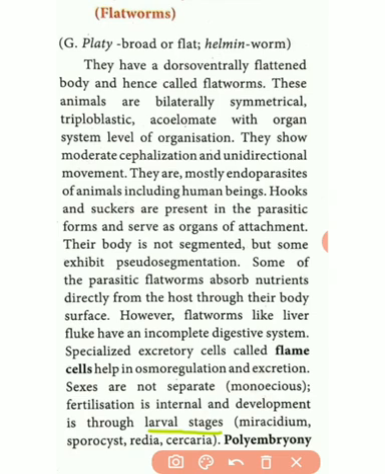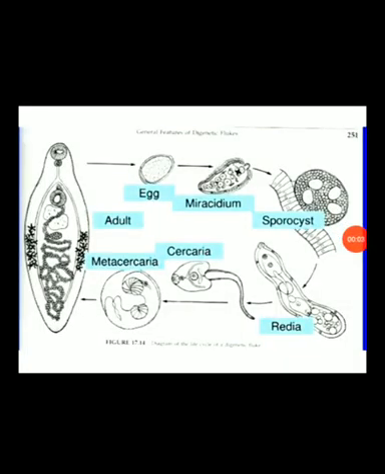Larval stages consist of four processes. They are miracidium, sporocyst, rhedia and cercaria. Now let us see an example for larval stages. It is a liver fluke. First it produces an egg. Then the first stage is known as miracidium, in which the parasitic fluke passes from the egg to its first host.